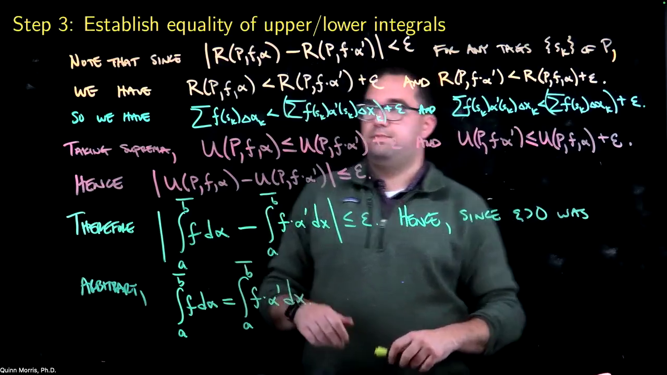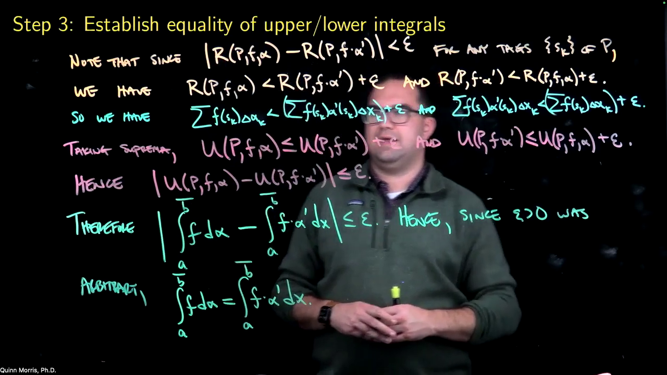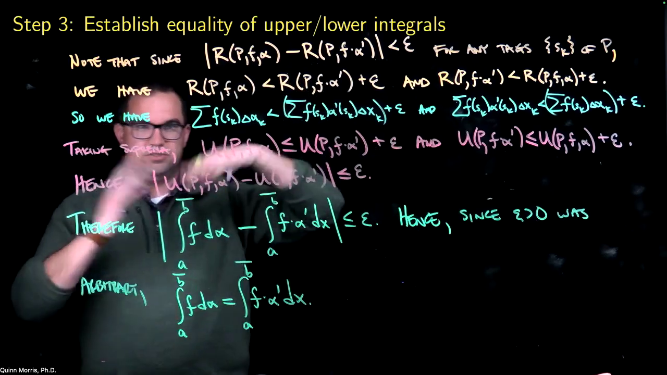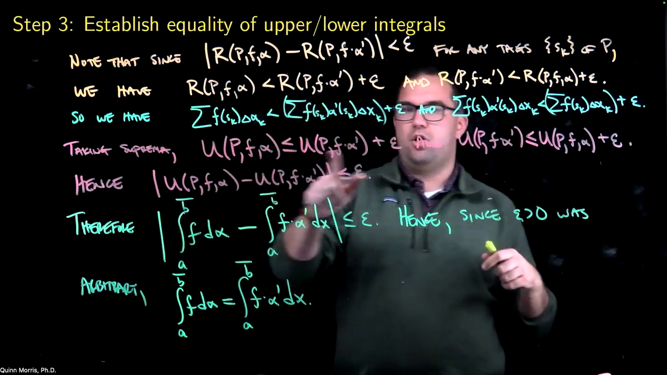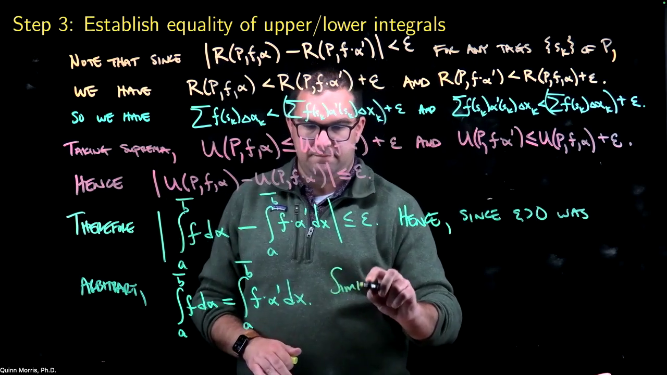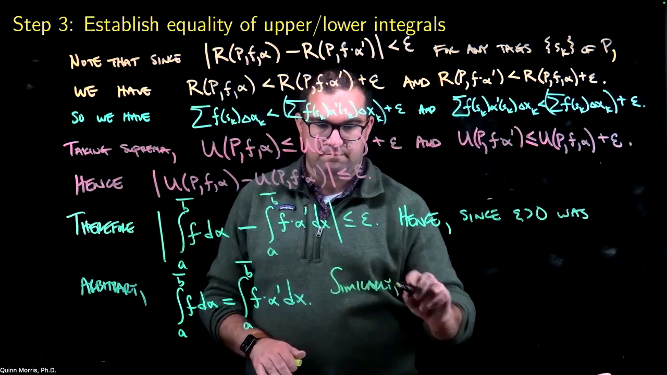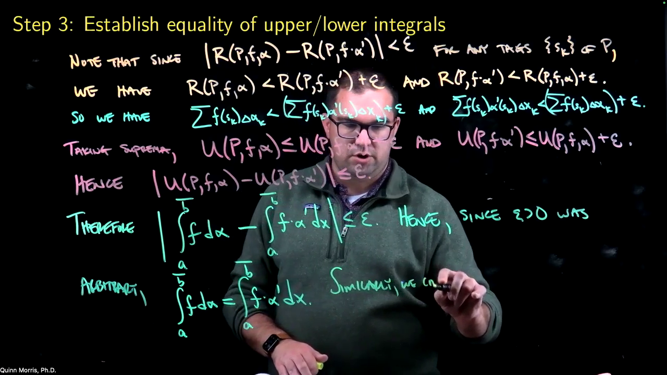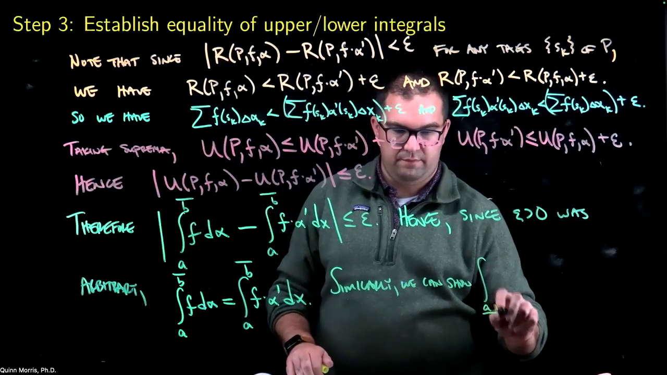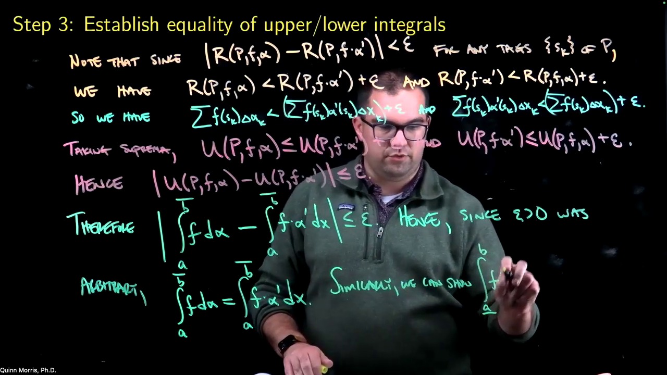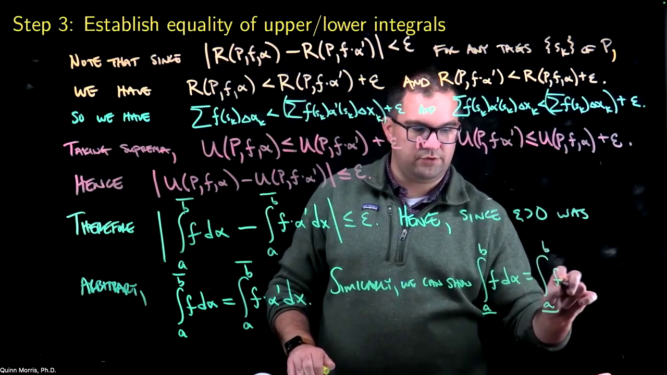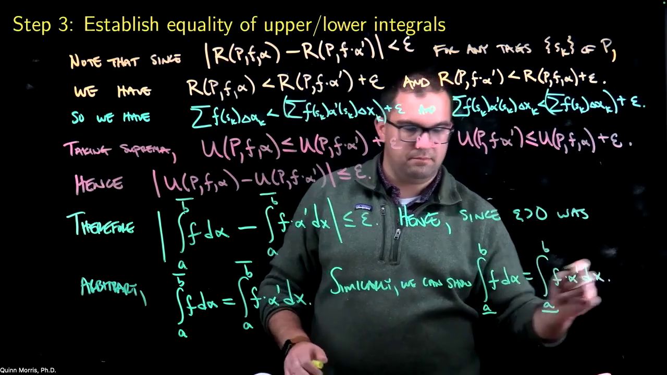All right. Now, imagine I took all of this and repeated it, but in the places where I took maxima, I took minima, I switched to sups, and sups, I switched to infs, right? Then I would get all the same things, but for lower sums and lower integrals. Okay, so I'll just say similarly, we can show that the lower Riemann-Stieltjes integral of f d alpha is equal to the lower Riemann integral of f times alpha prime.